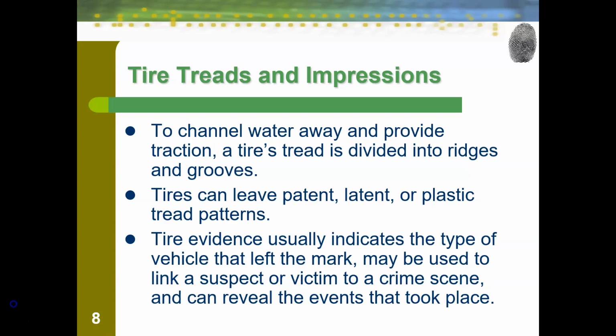Tires can leave latent patent and plastic tread patterns, just like we've talked about before. Tire evidence usually indicates the type of vehicle that left that mark and may be used to link a suspect or victim to a crime scene and can reveal the events that took place. So if we find a tire track, we can figure out what car that came from.